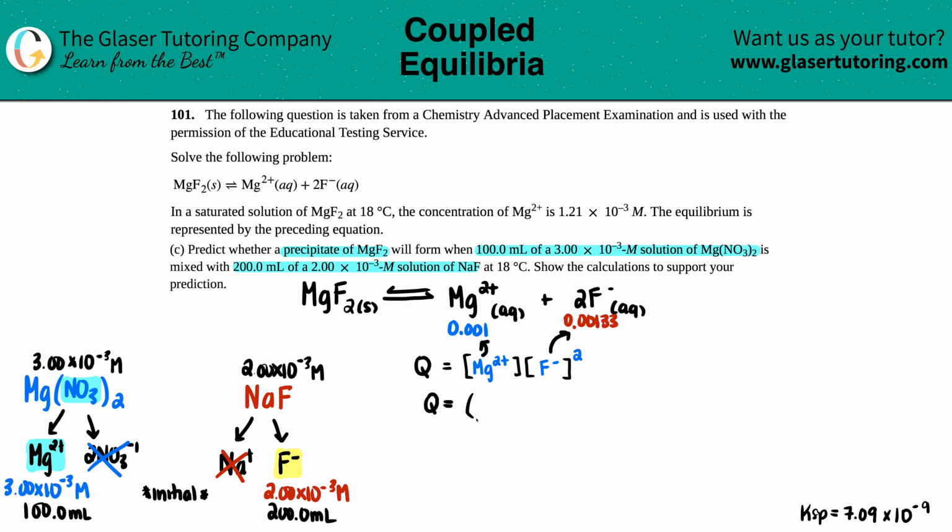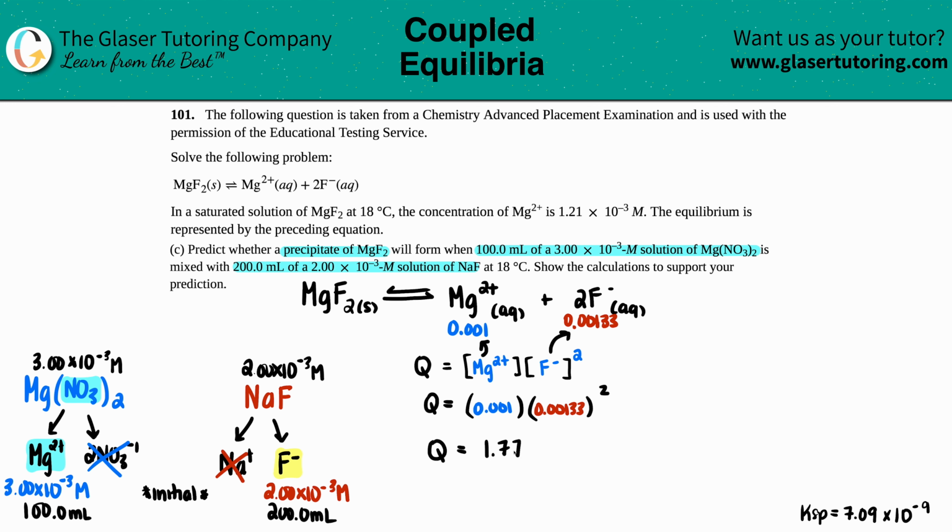Let's see where we're at. So it would be 0.001 times 0.00133, and that's squared. I'm going to do this all in one shot. And let's see what Q value I get. So 0.00133, that's squared, times 0.001. I get 1.77, that's good enough, times 10 to the negative 9th.